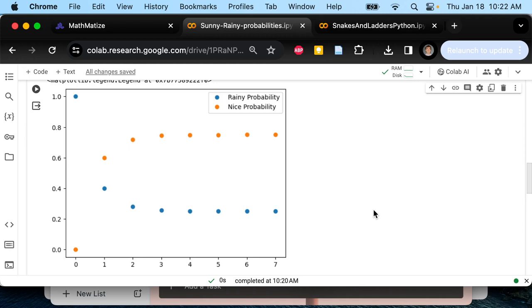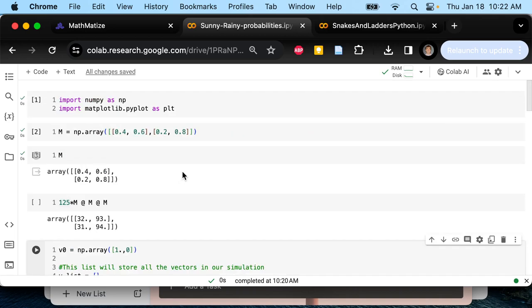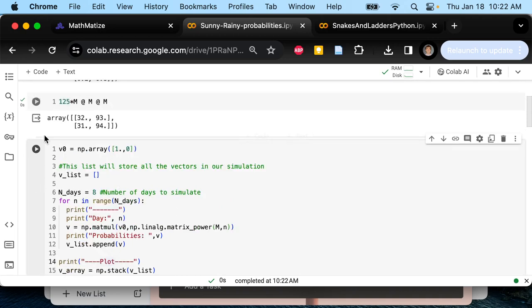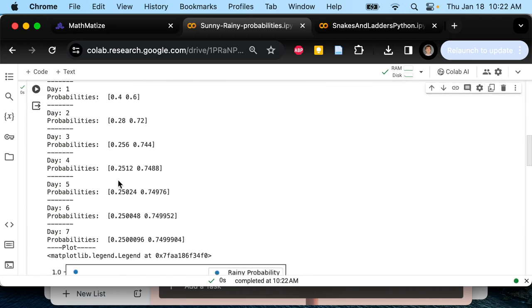Okay, so that is all started from a rainy day. What I want to see is what would happen if you started from a sunny day instead. To do that, I'm going to actually have to run everything. So let's run it one more time, make sure it's working. So here we go. Nice plot.